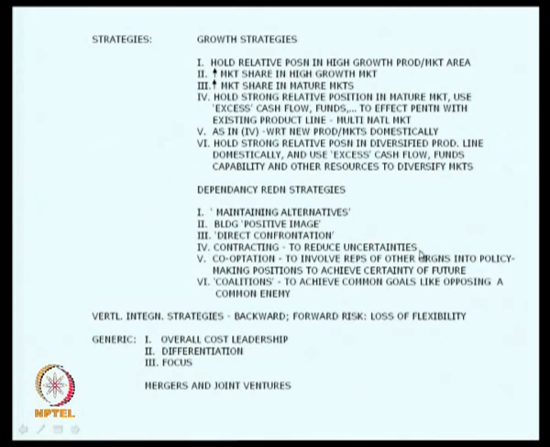Many times it may be advisable to attack the leader's weak points directly. Okay, this is direct confrontation in the marketplace. The fourth strategy that we can think of on dependency reduction is contracting, that is to reduce uncertainties. Why does any firm want to reduce uncertainties is the question. A firm might want to reduce uncertainties because it wants to be more certain of the future. What do you mean by more certain of the future?